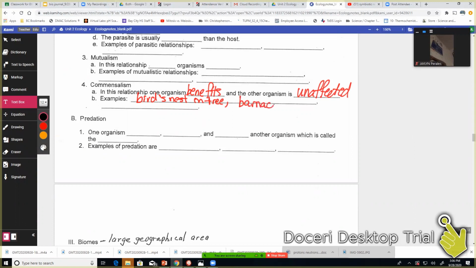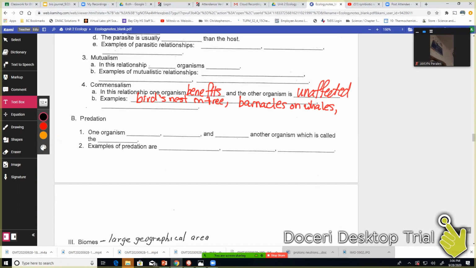Barnacles on whales. So barnacles will attach themselves to whales, and when a whale eats, it lets out a lot of extra little small food, and then the barnacle will eat that. It's not hurting the whale by being attached to it.